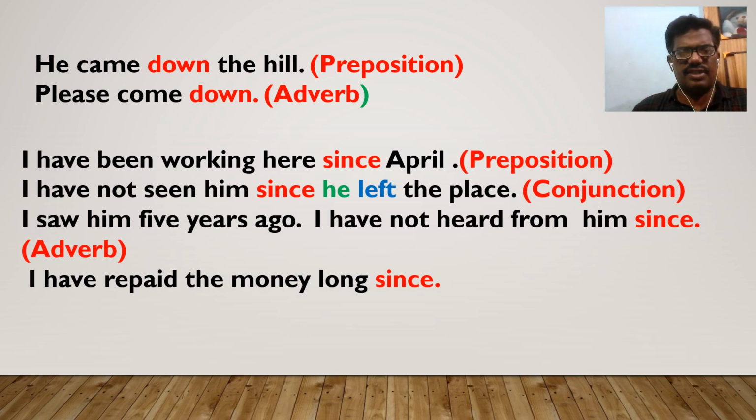In this set, in the first sentence, after the word since, there is a noun phrase, that is April. So here the word since is called a preposition. In the second sentence, after the word since, there is a clause, that is subject plus verb, that is he plus left. So here the word since is called a conjunction. In the third sentence, after the word since, there is no word. So here it is called an adverb. In the fourth sentence also, after the word since, we find no word, so it is called an adverb.